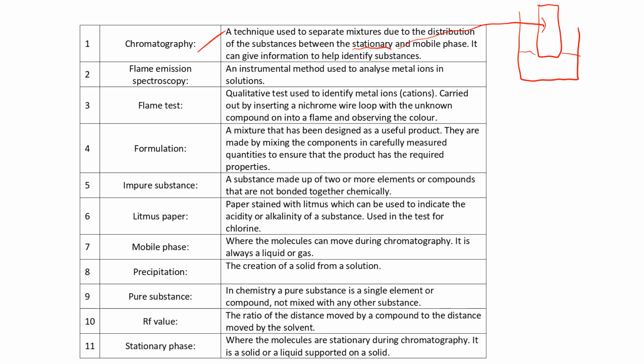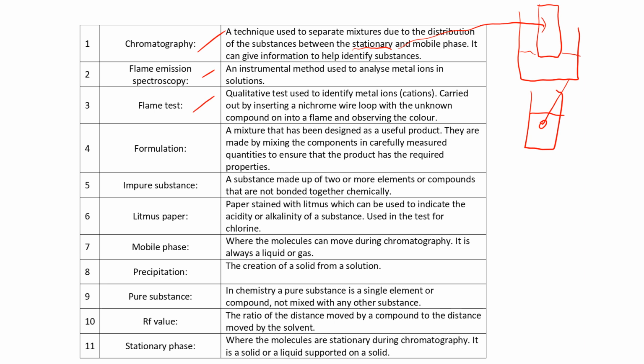So if you've got a metal ion, you can burn it, and that is called flame emission spectroscopy. Flame test: a qualitative test used to identify metal ions, carried out by inserting a nichrome wire. So you've got a little container with a liquid in it, and you can put a wire in it, okay, and whatever color it burns tells you what element is in it.